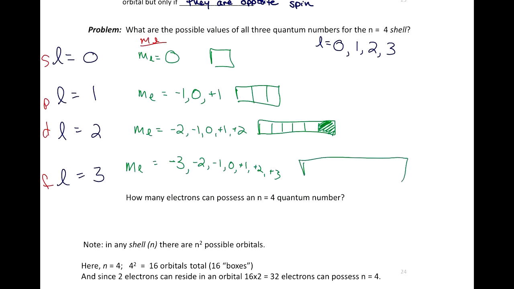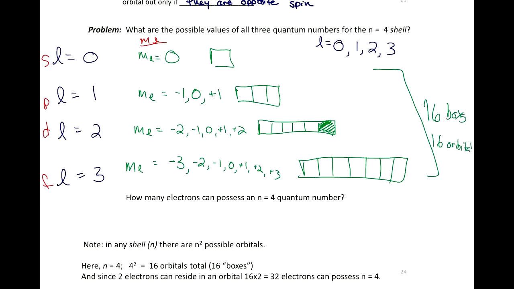7, so how many boxes can I have? 7, yes. So if I have 7 boxes, how many electrons can fit in a single box? 2. So how many electrons can fit in an F orbital? 14, yeah, 14, great. All right, so note, in any shell there are n squared possible orbitals. So count how many boxes total there are here. There should be 1 plus 3 is 4, plus 5 is 9, plus 7 is 16. So there are 16 boxes. So there are 16 orbitals.